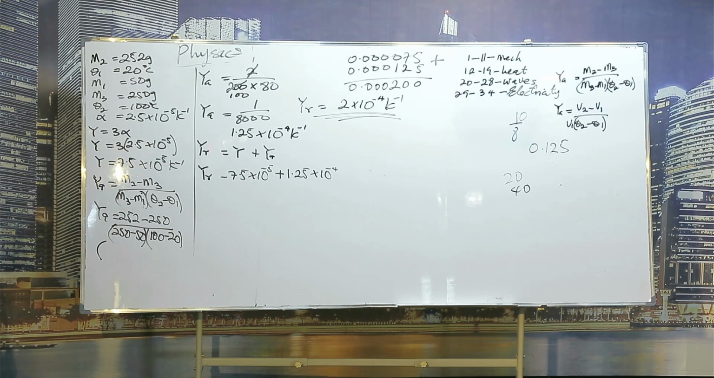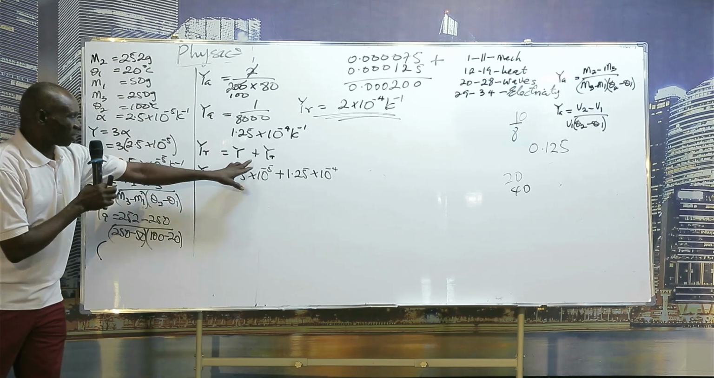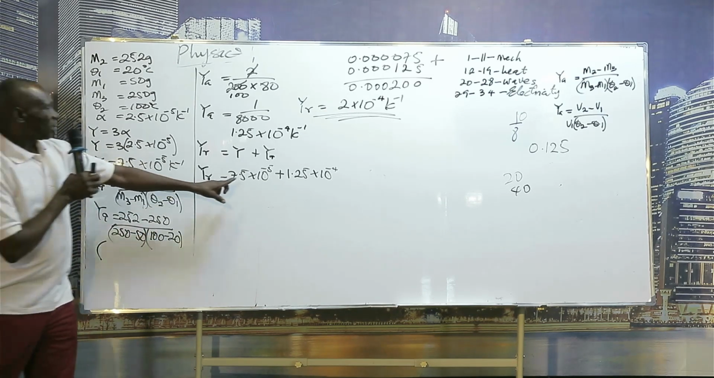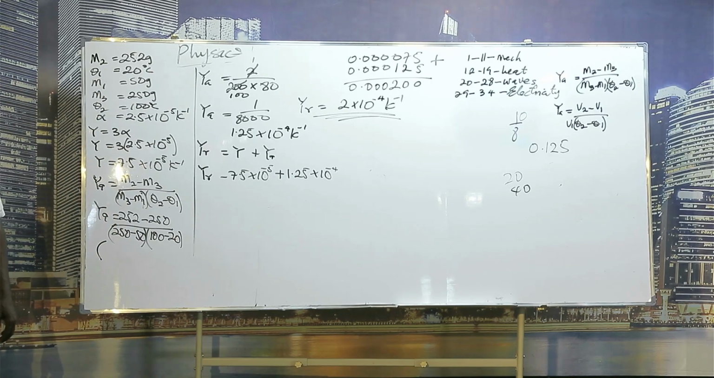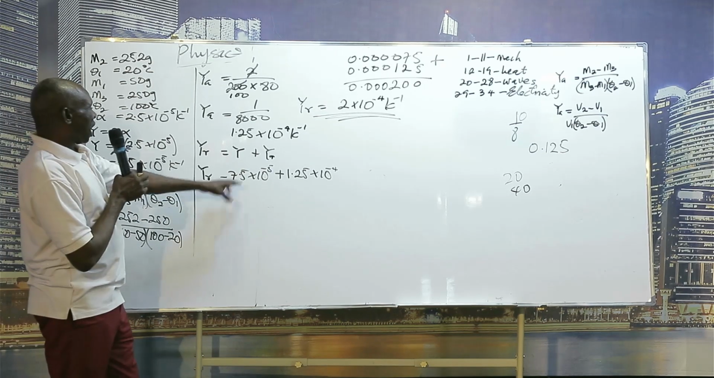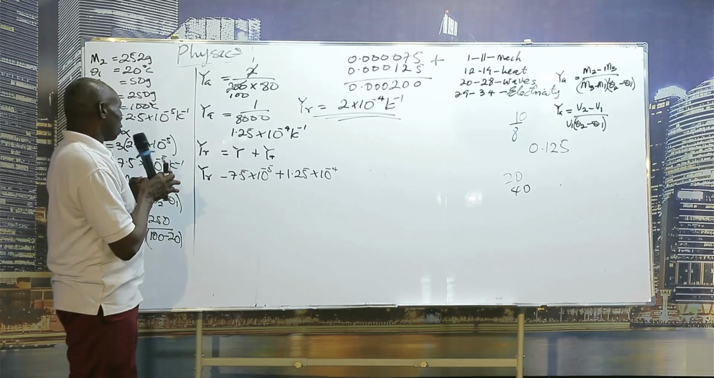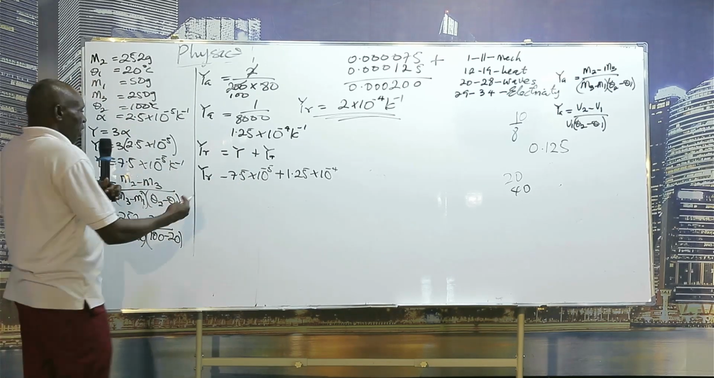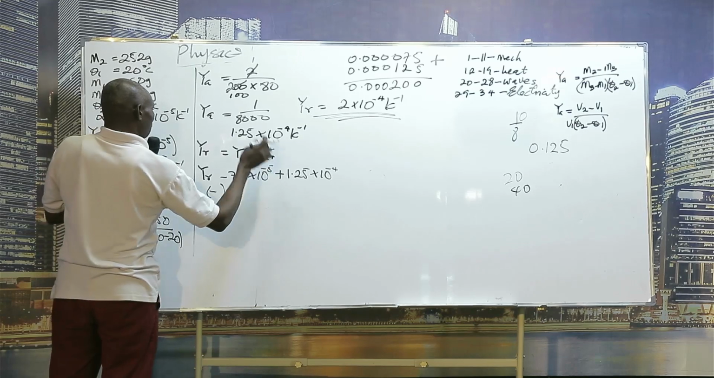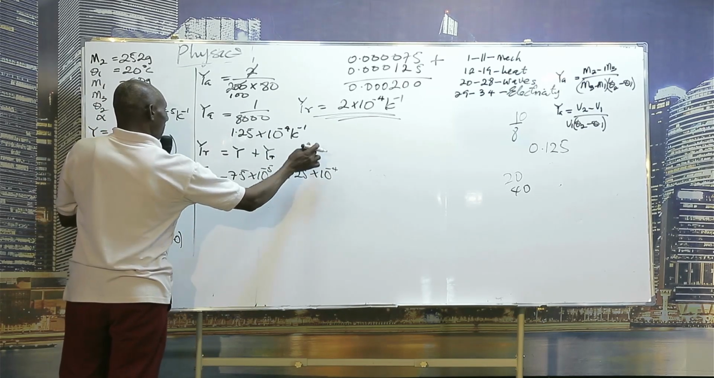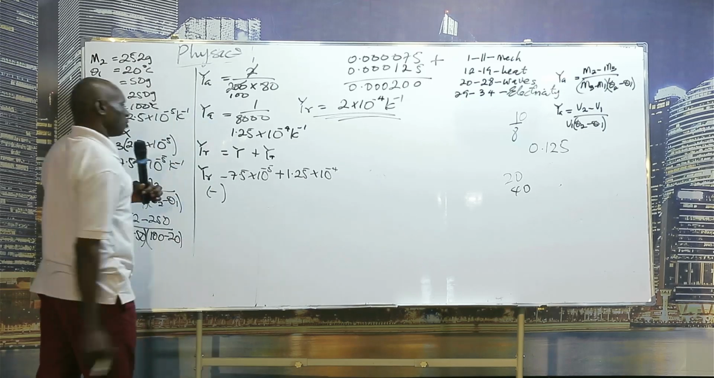Just like adding things like this, you just need the exponential. Like in your calculator, this 10 raised to power minus 5 is not to be typed in directly. On the calculator, EXP already stands for 10 raised to the power of a number. That means 7.5 EXP, minus in brackets 5, then plus 1.25 EXP, minus in brackets 4. It will just give you the result.